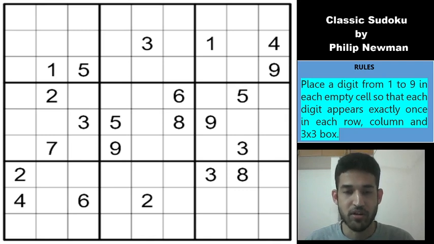Now let us move on to the rules of the Sudoku. Classic rules apply. Each row, each column and each 3x3 box will contain digits from 1 to 9 without any repetitions. So with that, we'll start solving the Sudoku.